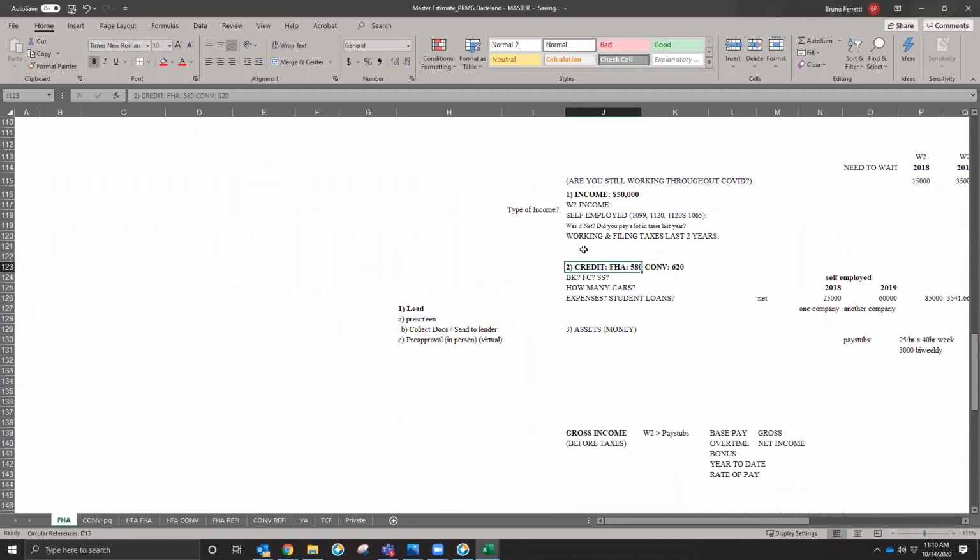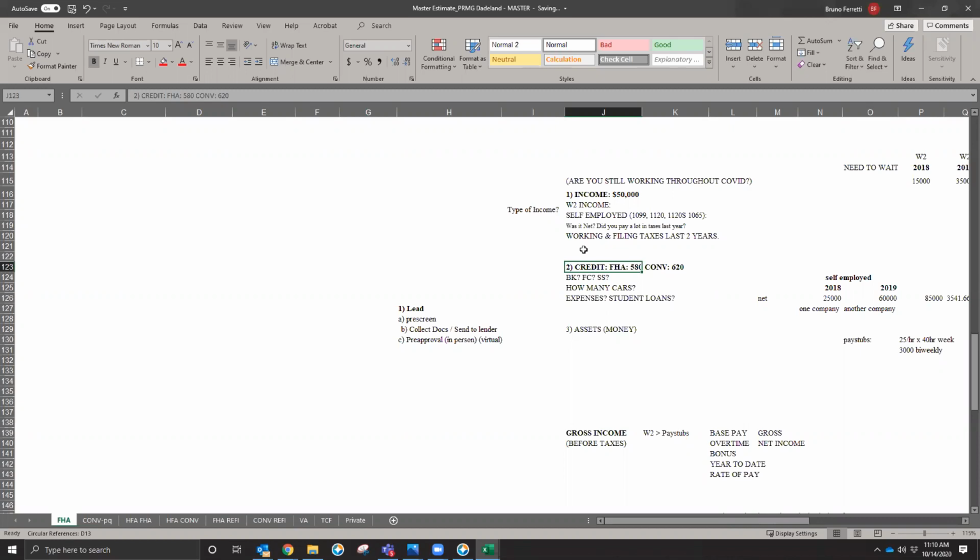So income, first question, are you still working? Do you work W-2 or self-employed? If you're self-employed, was it net, right? If you don't remember if it's net or gross, do you remember if you filed a lot in taxes the previous 2 years? And then obviously confirm that they have been working and declaring taxes for the past 2 years.